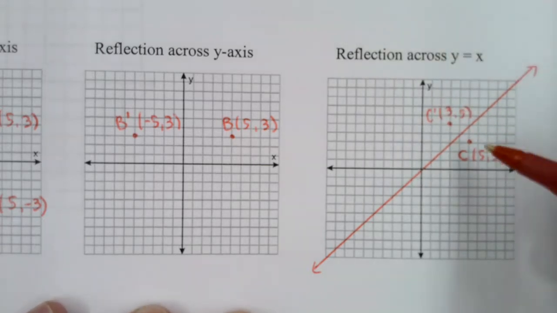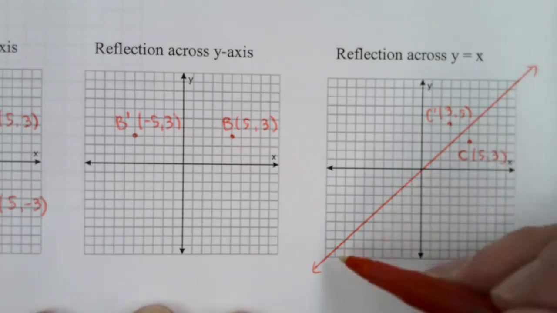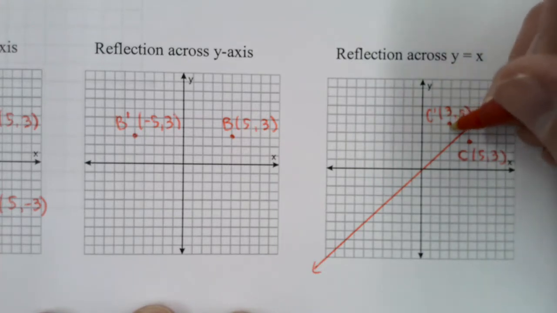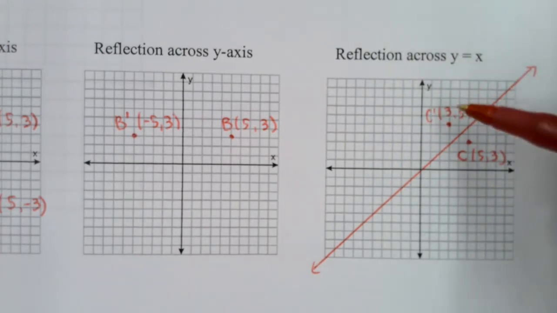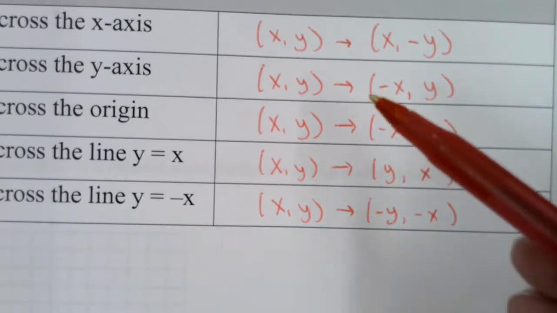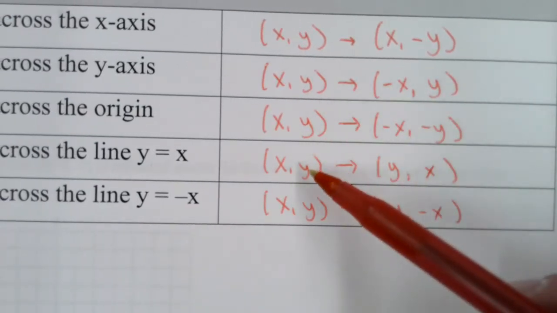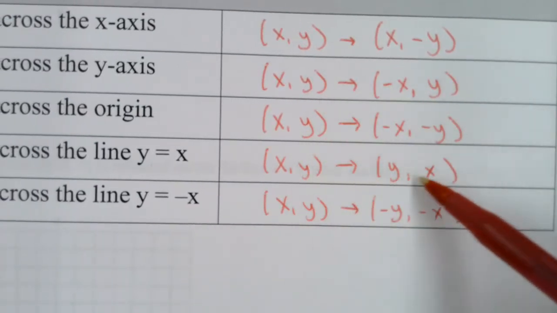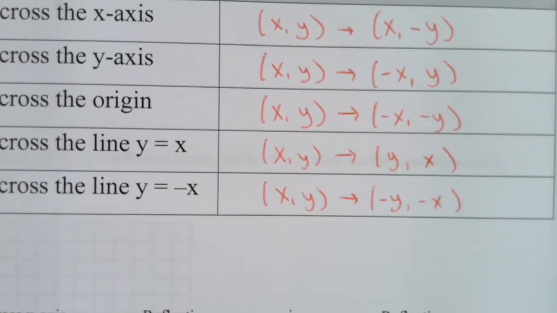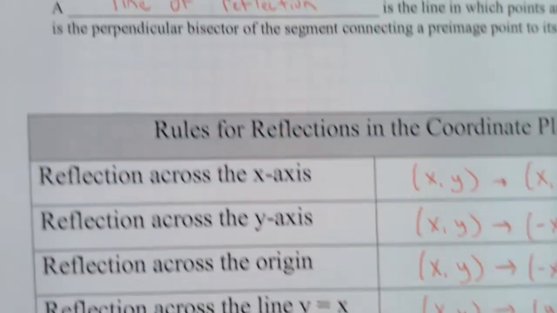If you can imagine, if you were to fold your paper along this line, then C would end up right there at C prime. So you'll see that the x and the y have flipped. 5, 3 mapped onto 3, 5. So that's why that rule is xy maps onto yx. I did the fourth one. Okay. Now let's move on to the examples.